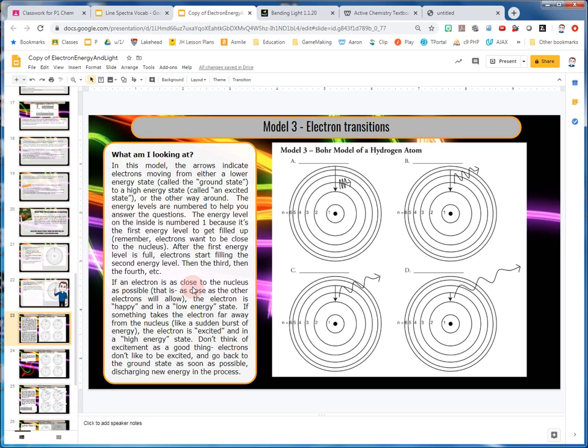If an electron is as close to the nucleus as possible, that is, as close as the other electrons will allow, the electron is happy and in a low energy state. If something takes the electron far away from the nucleus, like a sudden burst of energy, the electron is excited and in a high energy state. Don't think of excitement as a good thing. Electrons don't like to be excited and go back to the ground state as soon as possible, discharging new energy in the process. What is that new energy? That's light, and actually it's ultraviolet light and it's infrared light too. But we can't see that stuff. The only stuff we see is visible light.